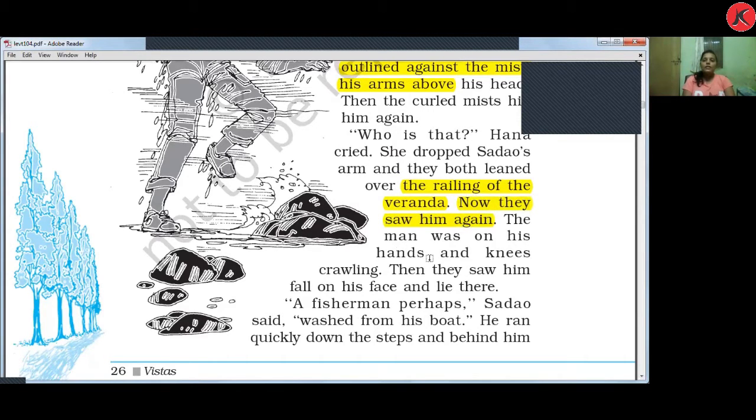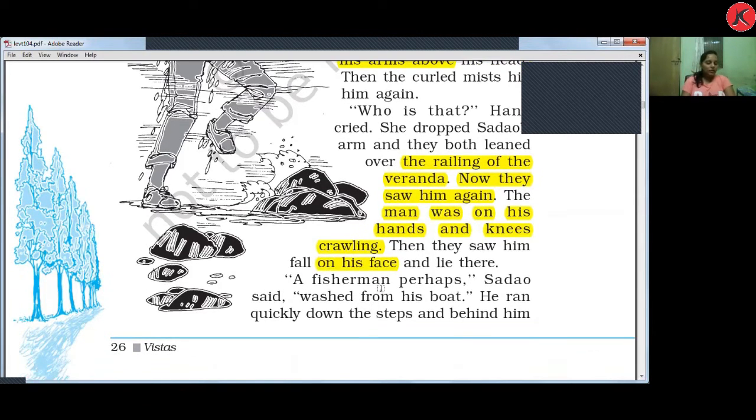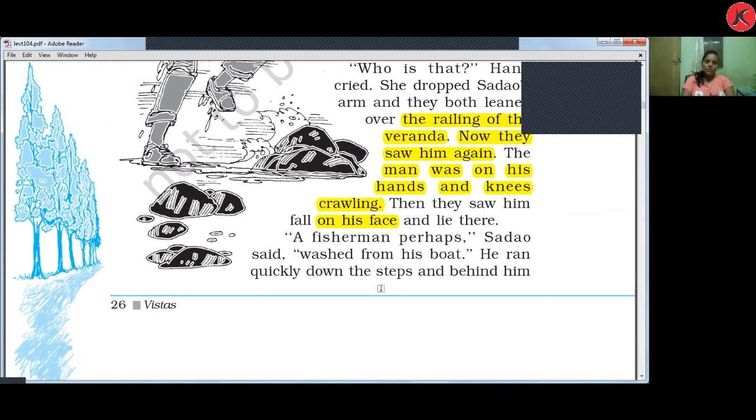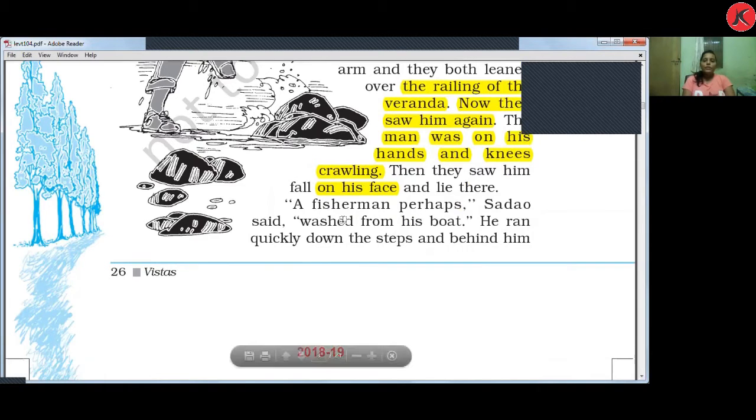The man was on his hands and knees, crawling. Then they saw him fall on his face and lie there. Okay, then they saw that the man was lying on the seashore. A fisherman, perhaps, Sadav said, washed from his boat. Sadav was saying that maybe this is a fisherman who was washed out from his boat.